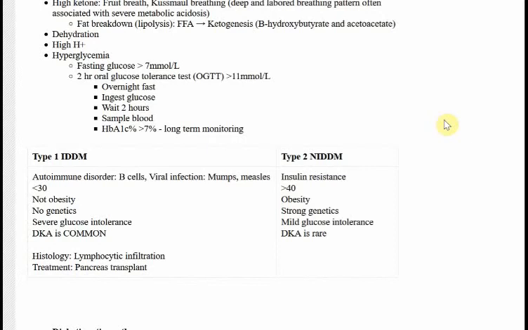In type 1, you're insulin deficient. It's commonly associated as an autoimmune disorder where the body attacks itself, attacks the pancreas. In type 2, it's insulin resistant. So type 1 is insulin deficient, type 2 is insulin resistance.